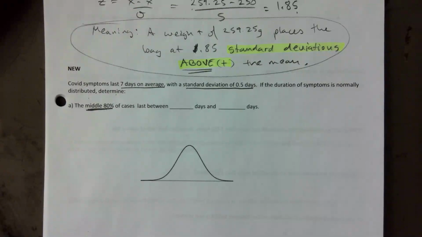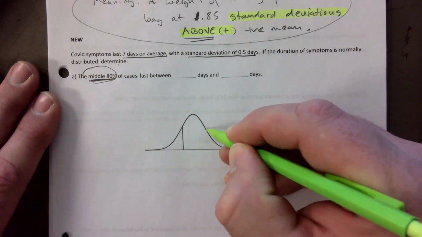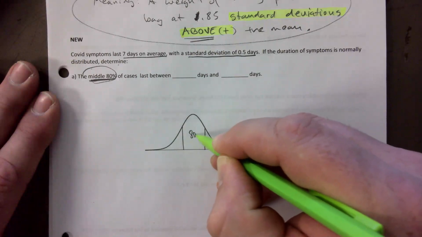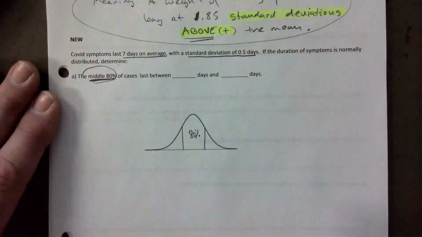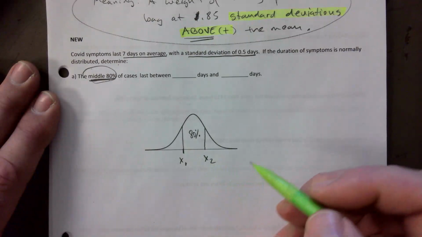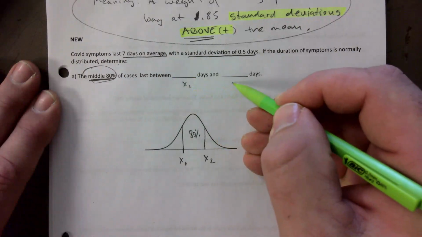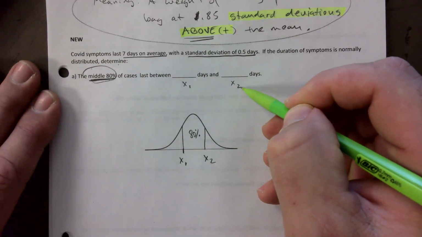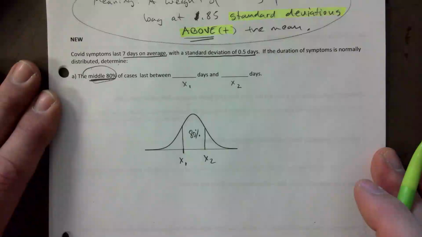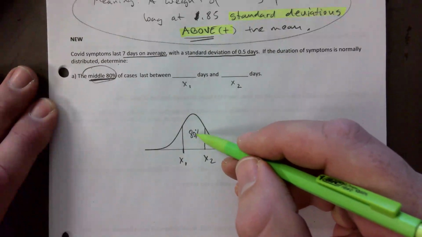How would you do that? You're awake for this one, right? This is my grand finale here. If it says the middle 80%, you can actually go to your curve and say this is 80%. And we're going to call this X1, and this is going to be X2. So this question wants you to put X1 in here and X2 in there. How would you do this?